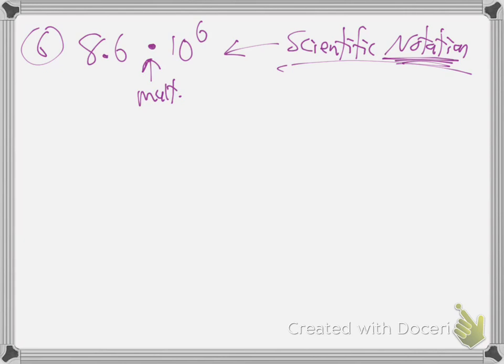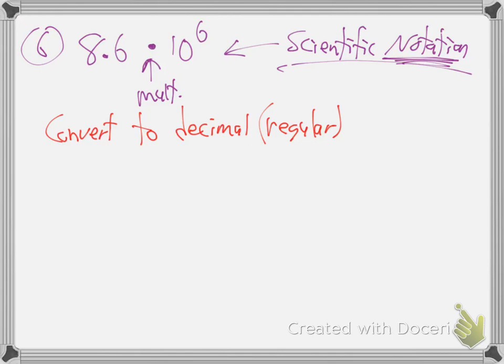Decimal is like regular. Decimal just means regular. That's the word we use for regular, right? Because we have a base 10 system. As you know quite well, decimal, decade, 10. We're in the decimal system. So how do you convert that number, that 8.6 times 10 to the 6, to a regular number? What do you do?